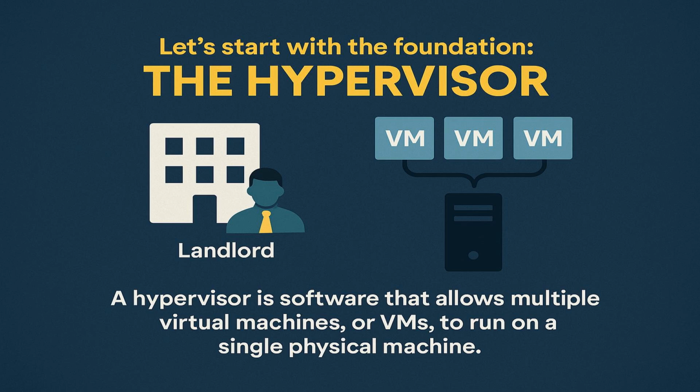A hypervisor is software that allows multiple virtual machines, or VMs, to run on a single physical machine. Think of it like a landlord renting out apartments in one building. Each VM acts like its own independent computer, but shares the same physical hardware.